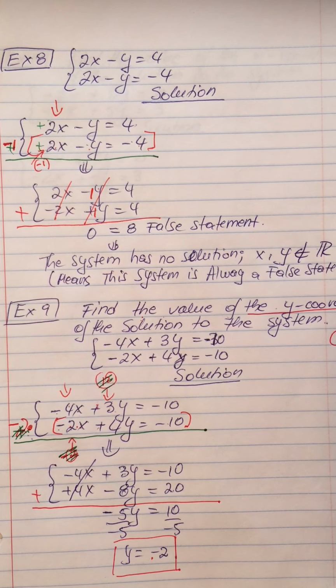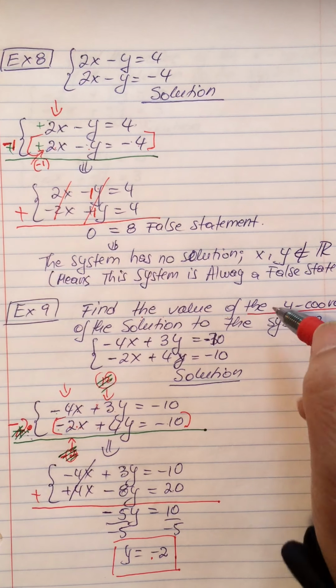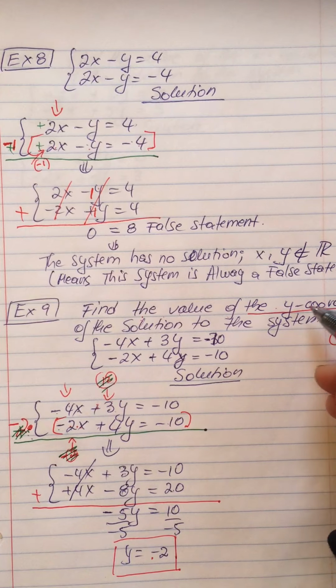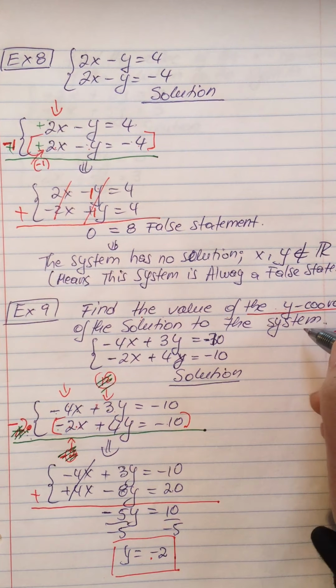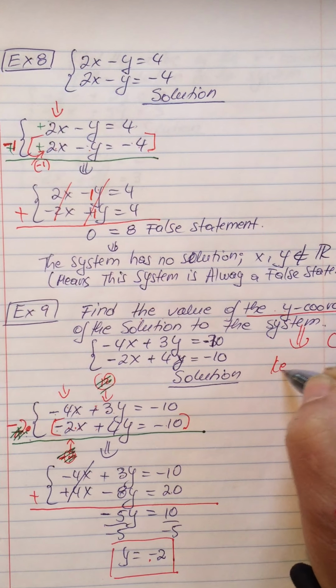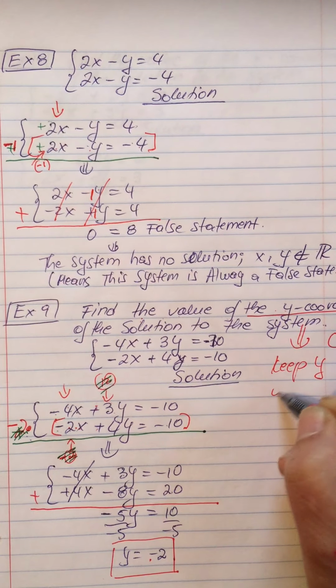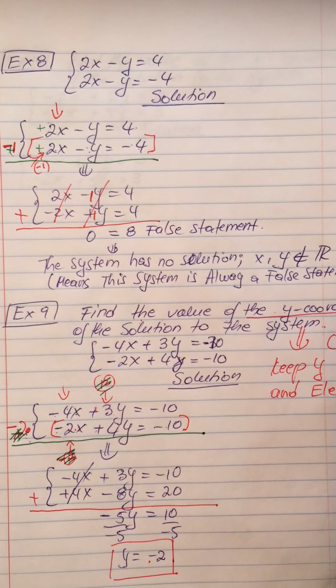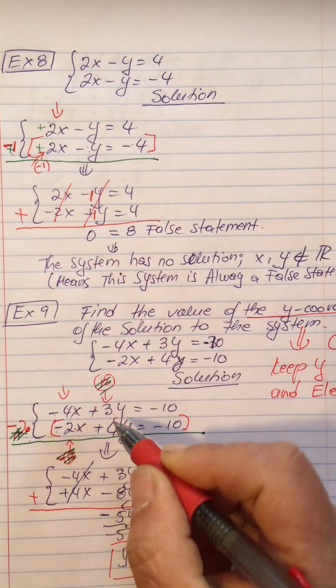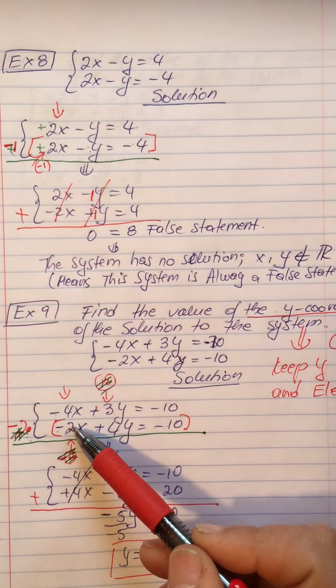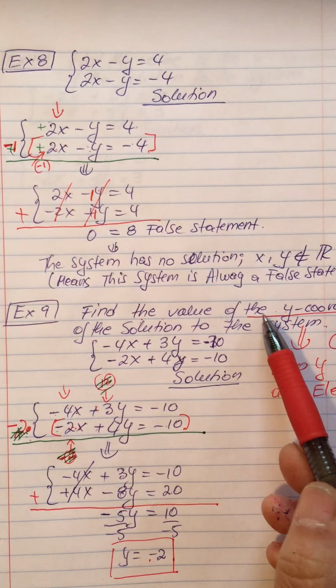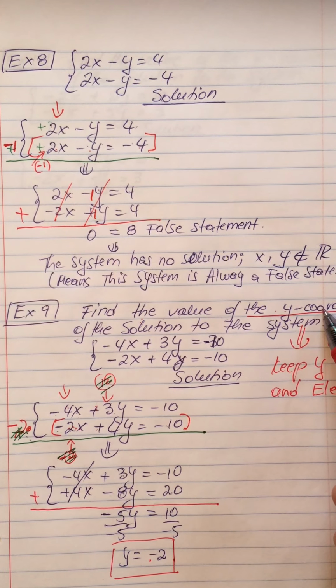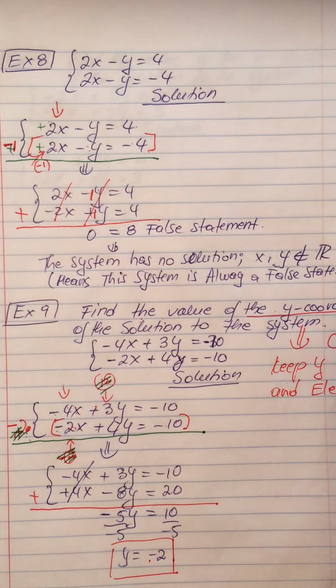In other words, pay attention to the question of the problem, okay? So, find the value of the y coordinate means keep y and eliminate x. So there is no choice, as we had before, to eliminate which we wanted. In this kind of question, this is an order. Keep y and eliminate the other, okay?